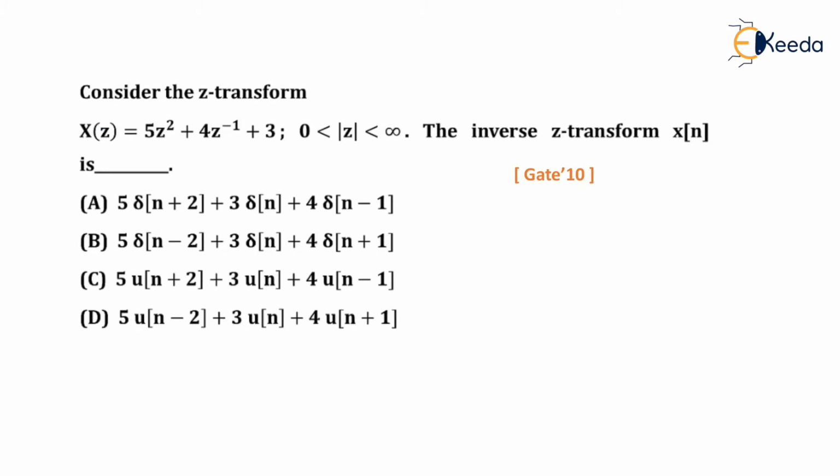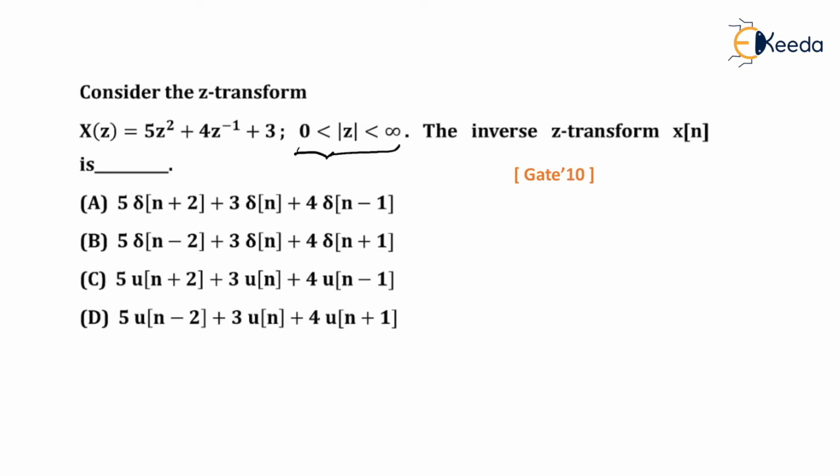X of z is given and ROC is lying between 0 to infinity. If you remember, if ROC is lying between 0 to infinity, it is considered to be a non-causal signal because it is considered to be both-sided, and secondly, it must be a finite length sequence. Am I right? Because whenever it is a finite length sequence, only then mod of z is greater than 0 or mod of z less than infinity or mod of z lying between 0 to infinity, such type of ROCs we get. Otherwise, ROCs are always given in the context of circles.